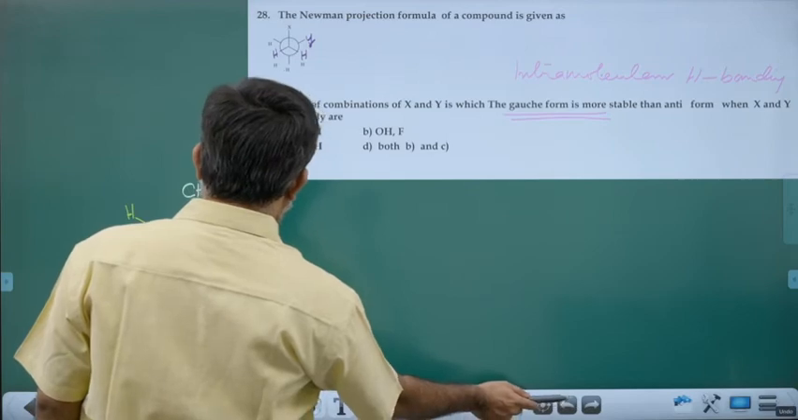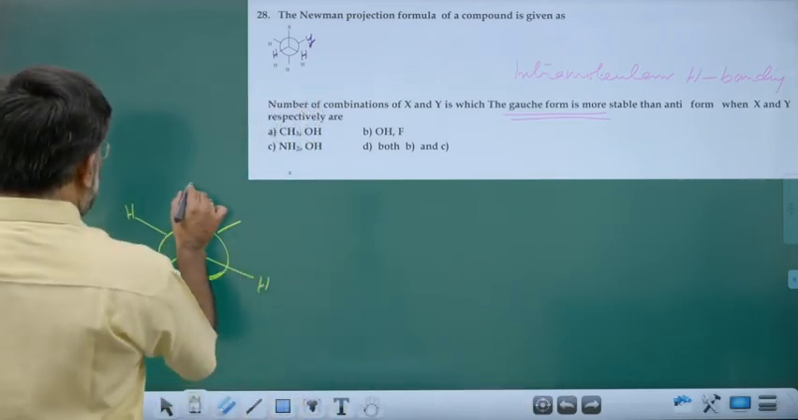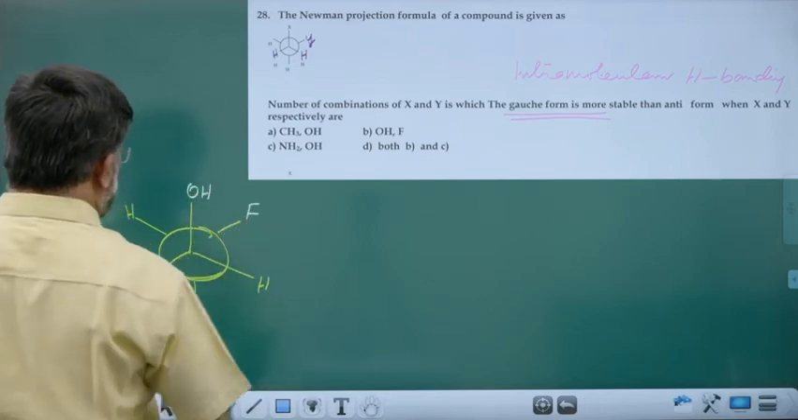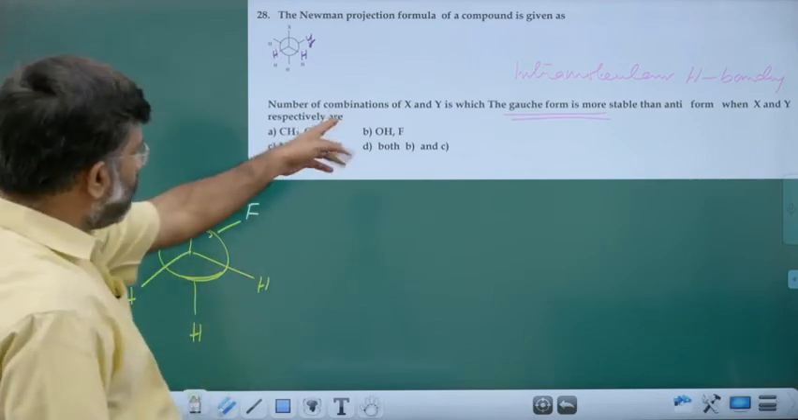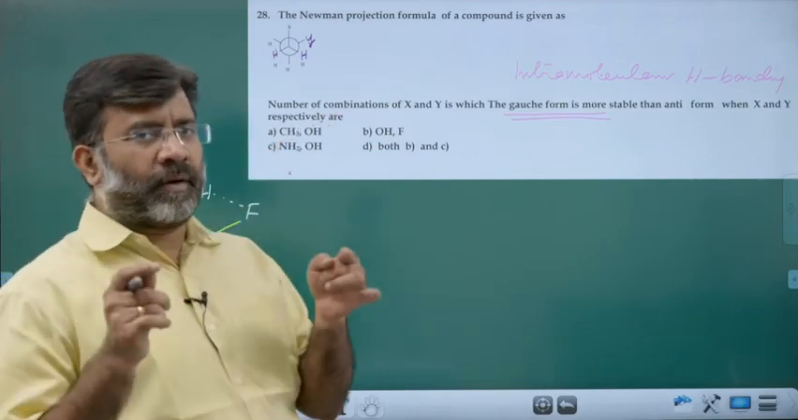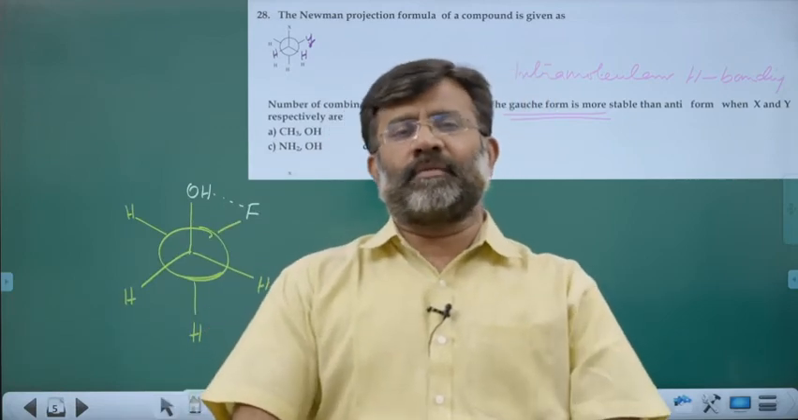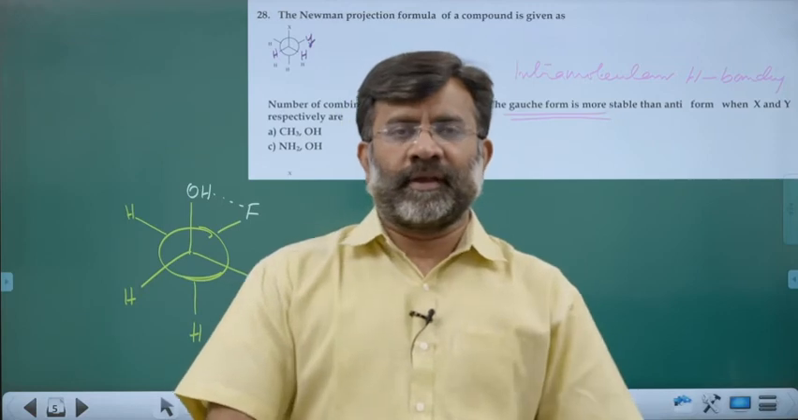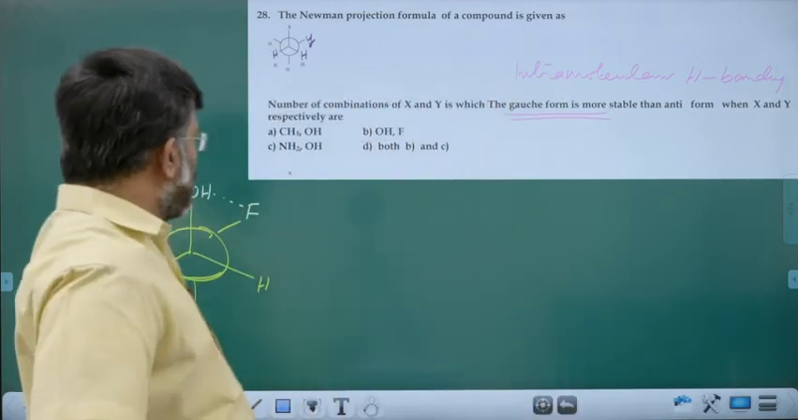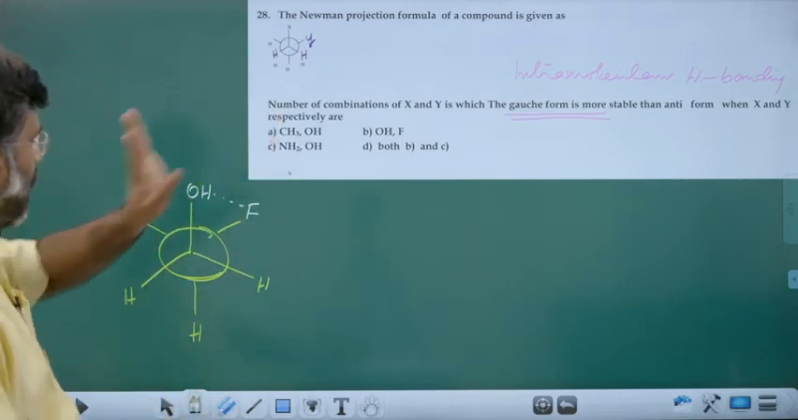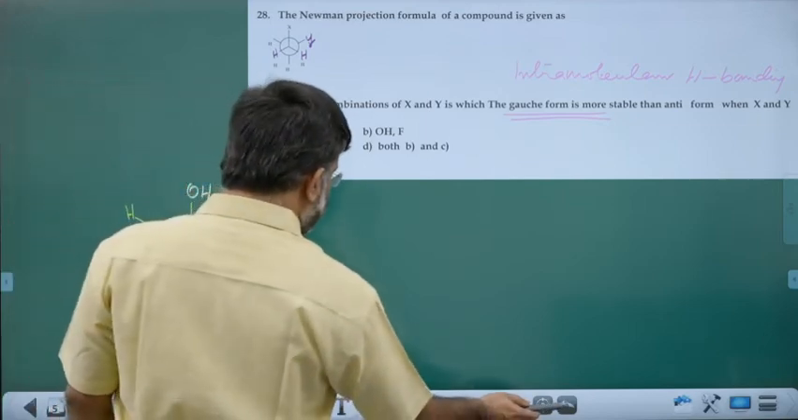What about option B? In option B, I am giving OH here and F here. Definitely there can be hydrogen bonding. So option B can be the answer. The gauche form will be extra stabilized due to intramolecular hydrogen bonding if the combination is OH and F. The hydrogen of OH and fluorine can make intramolecular hydrogen bonding. So B is the answer. What about C?